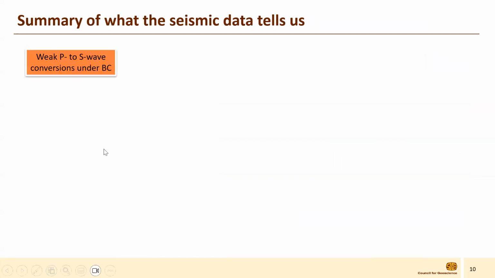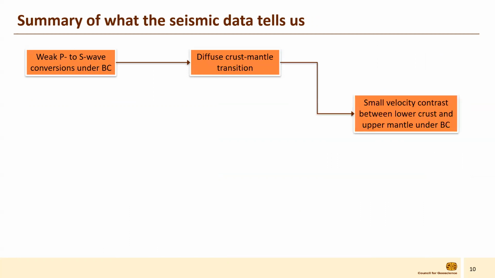So what does it tell us? So there's weak P to S conversions under the Bushveld. What does that mean? It means there's a diffuse crust mantle transition, which indicates there's a small velocity contrast between the lower crust and the upper mantle, which indicates probably high velocity, so mafic lower crust makes the most sense.